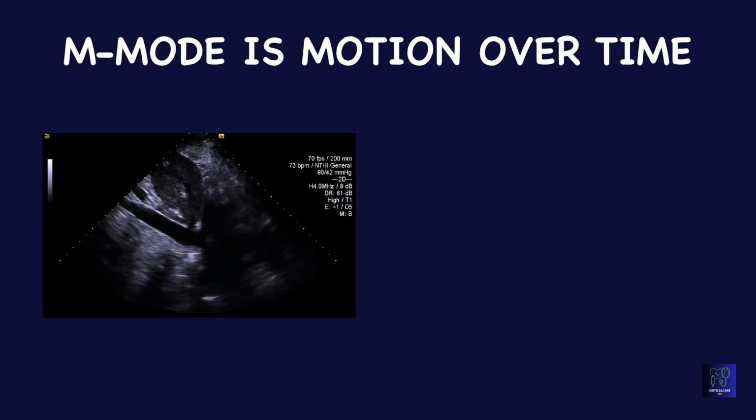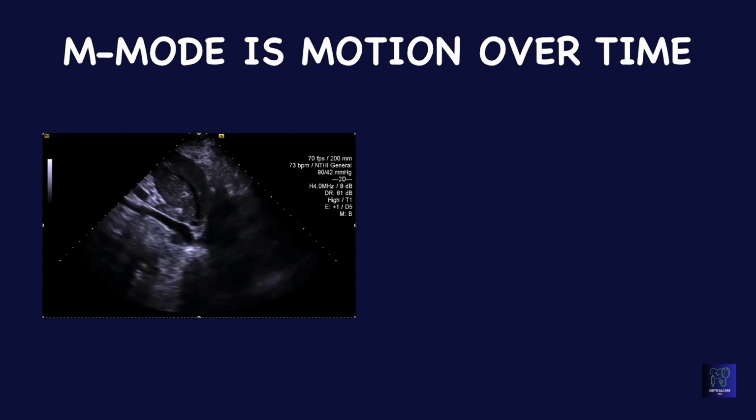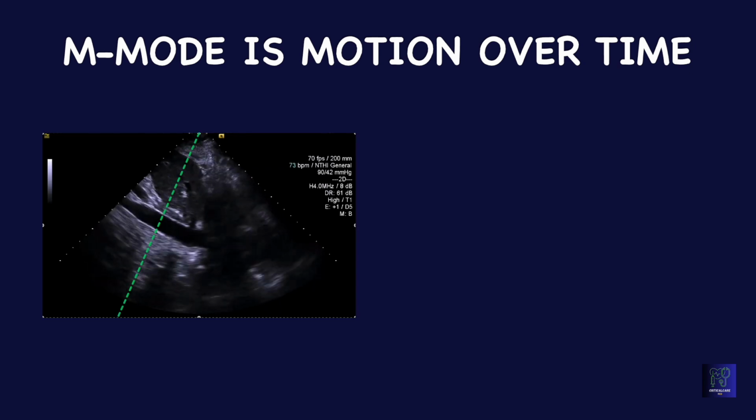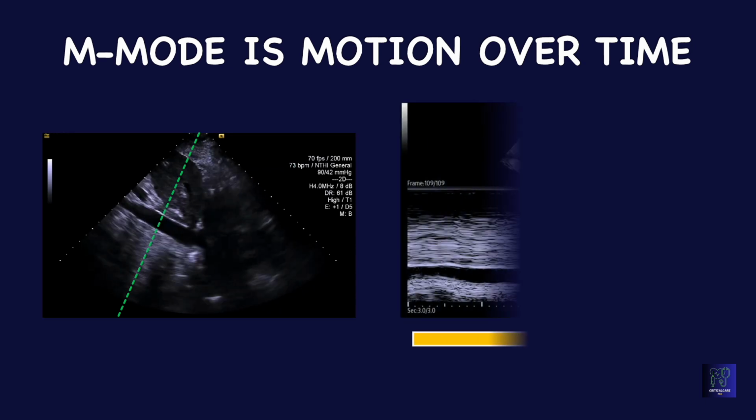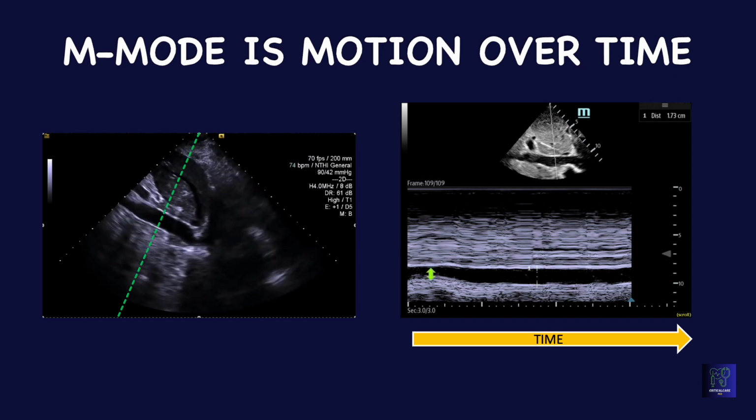M mode depicts motion over time. Let's look at this example of IVC. It is collapsing with each inspiration. If I want to look at how much it collapses at a certain axis, I can do that using M mode. It helps me pick a line that I can place anywhere on the screen. And once I push on M mode, it gives me motion of structures just along that axis over time. So in this one screen, I can look at IVC diameter during inspiration, IVC diameter during expiration, and calculate how much it is collapsing with each breath.